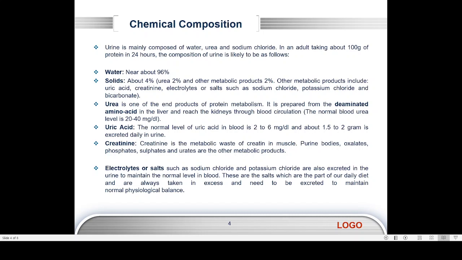Then there is another substance known by the name creatine. Creatine is actually present in muscle. In muscle, there is a substance known as creatine or creatine phosphate. From that creatine, creatinine is formed. Along with that, there are some other substances like ketone bodies, oxalates, phosphates, sulfates, and urates, which are other minor metabolic products that we can find in the urine.